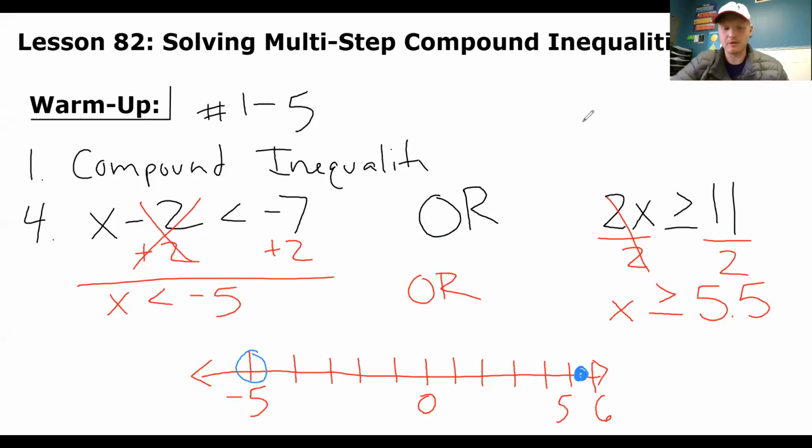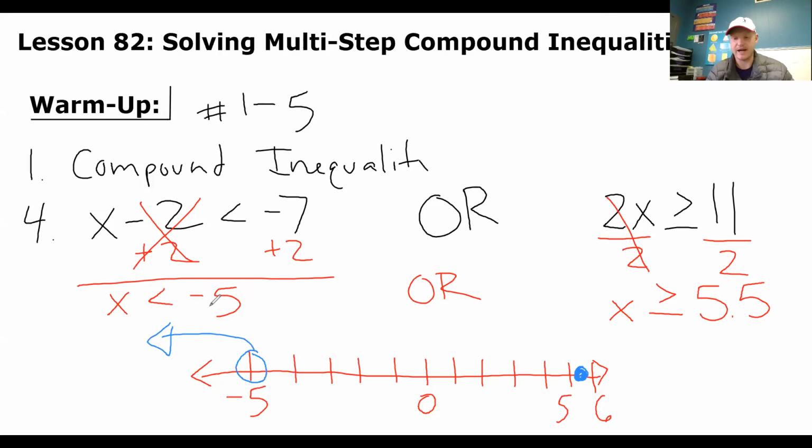And then when we draw our lines, x is less than negative 5, so our arrow is going to point in the left direction, because it's all the values that are less than negative 5, not greater than. If we look at negative 4, which is right next to it, negative 4 is greater than negative 5. So we want all the values that are less than negative 5: negative 6, negative 7, negative 8, and so on.